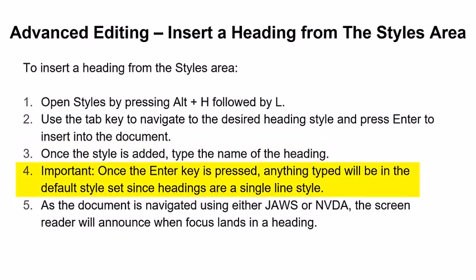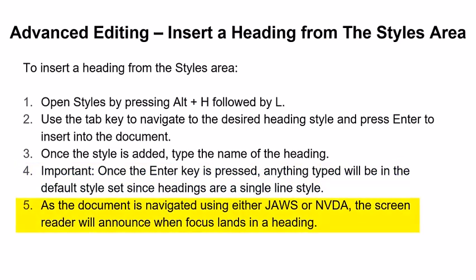But once Enter is pressed, anything typed will be in the default style since headings are a single line style. If you wanted to enter a second heading at that level, you would need to go through these steps again. As the document is navigated using JAWS or NVDA, the screen reader will announce when focus lands on a heading and what heading level it is. It will also announce any style information, such as list or numbered list or title, things like that.